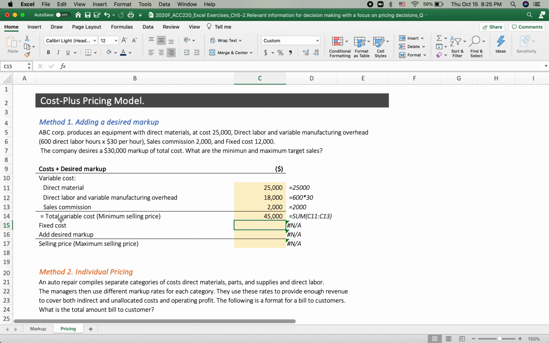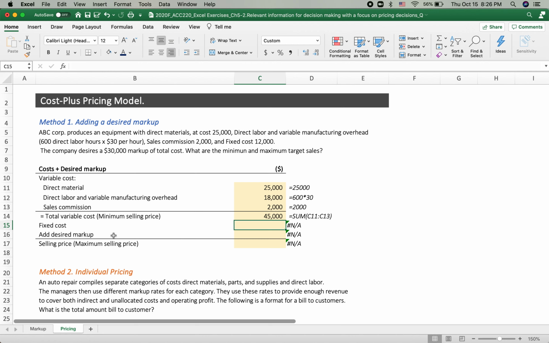You have to remember that in the contribution margin method, when the sales price is greater than the variable cost, the company makes a contribution margin. So we can accept any special or additional order that is greater than this variable cost. So the minimum selling price the company can receive is $45,000. And then the fixed cost is $12,000, a given number.